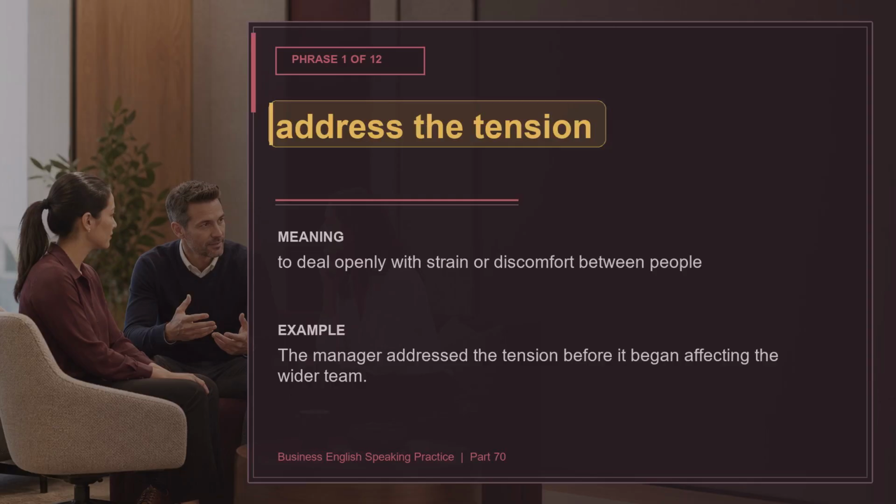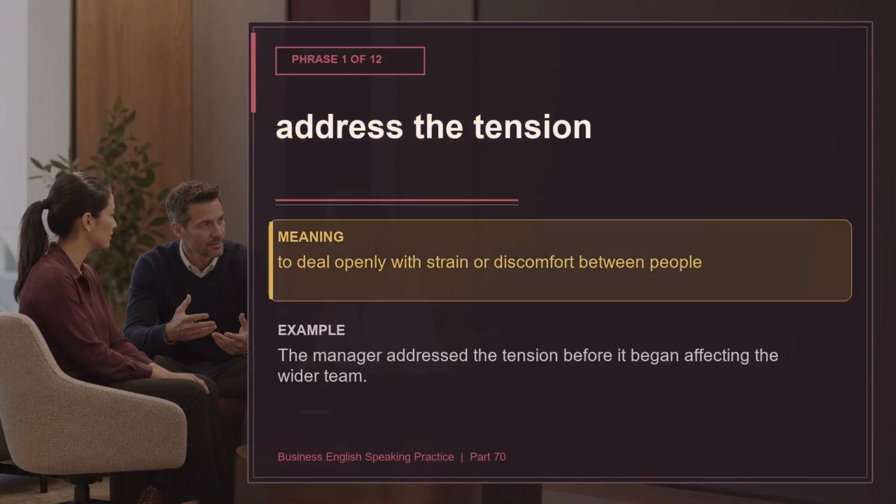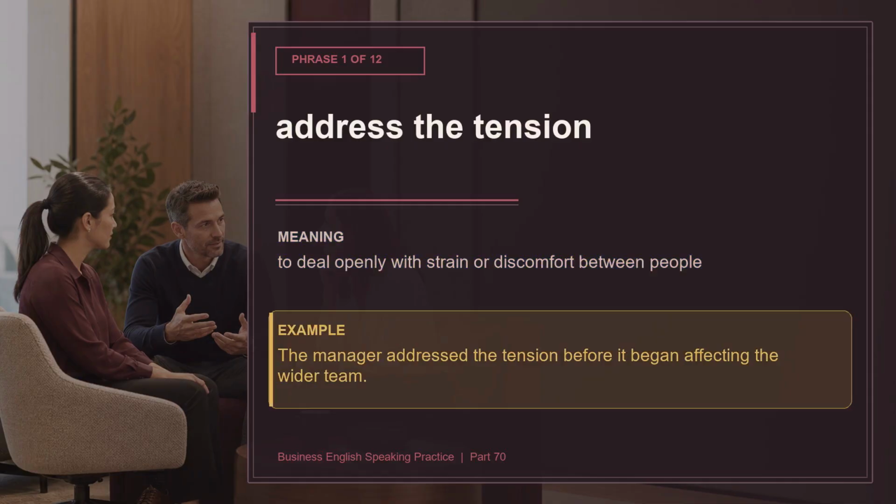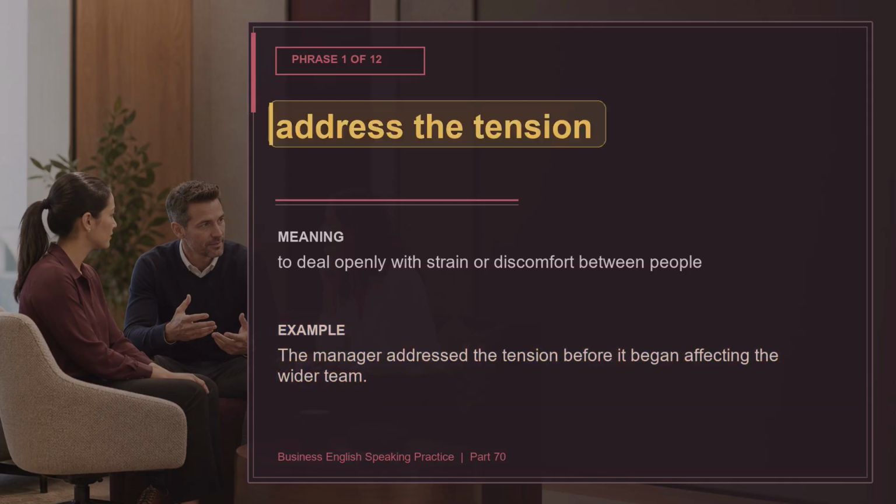Phrase 1. Address the tension. Meaning: to deal openly with strain or discomfort between people. Example: the manager addressed the tension before it began affecting the wider team. Ignoring tension can allow assumptions and frustration to grow.